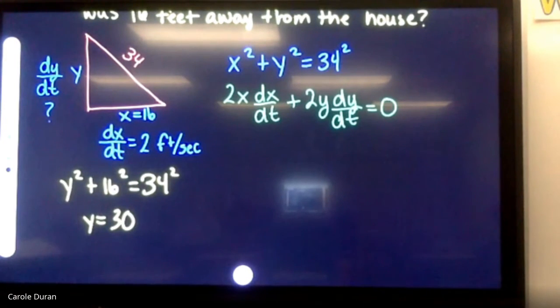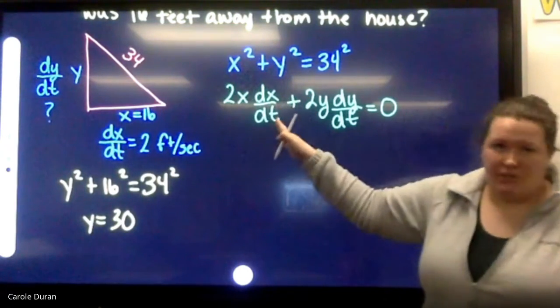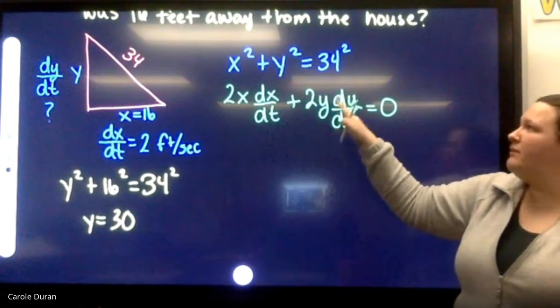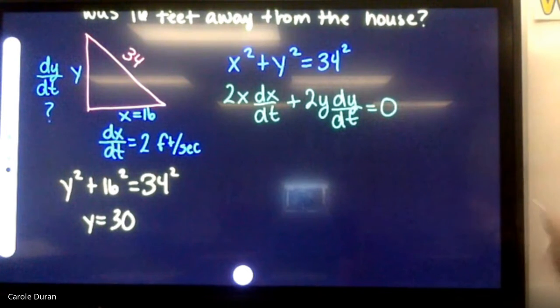Okay, so does everybody understand? I just took the derivative of x squared, and I had to show that I took the derivative of it, so that's where the dx/dt came in. I took the derivative of y squared, so I had to show that I took the derivative by using dy/dt, and then the derivative of a number is just 0. Anybody super confused there?